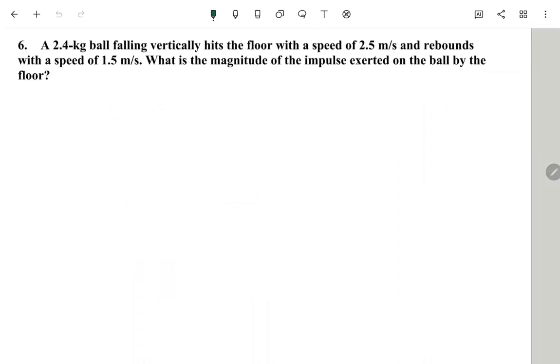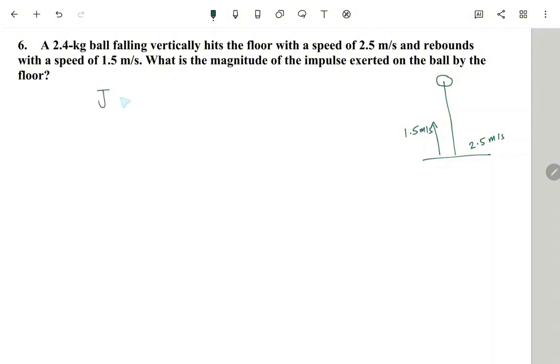A 2.4 kilogram ball falling vertically hits the floor with a speed of 2.5 meter per second and rebounds with a speed of 1.5 meter per second. What is the magnitude of the impulse exerted on the ball by the floor? Now here's the ball, this one here, falls and hits the ground with velocity equal to 2.5 meter per second and rebounds with velocity equal to 1.5 meter per second. Now the question is, what is the impulse?